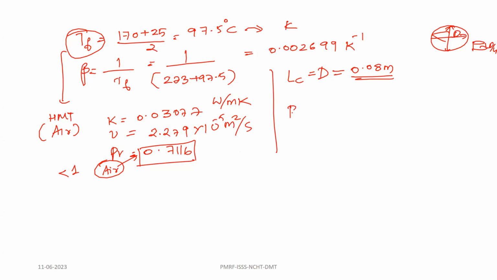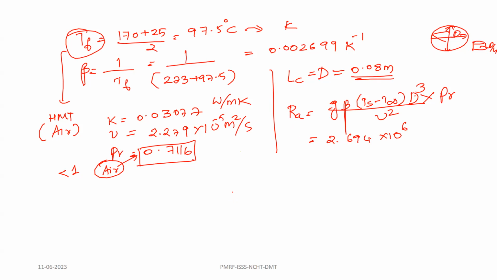Okay, now we can determine the Rayleigh number. G beta into Ts minus T infinity into D cube, by nu square into Prandtl number, or this is actually by nu alpha. So that value comes to be 2.694 into 10 raised to 6. So we have determined the Rayleigh number.